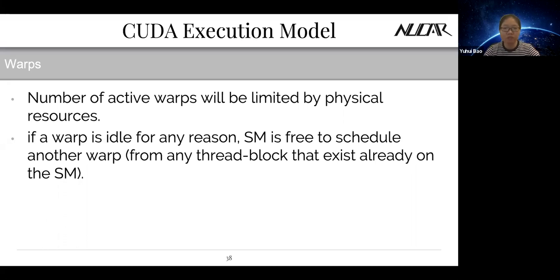The SM is free to schedule another warp if it detects that some warp is idle, or waiting for the memory response. It can schedule another warp, because if a warp is waiting for memory communication, the computation resources are available. So once the resources are available, the SM can schedule another warp.